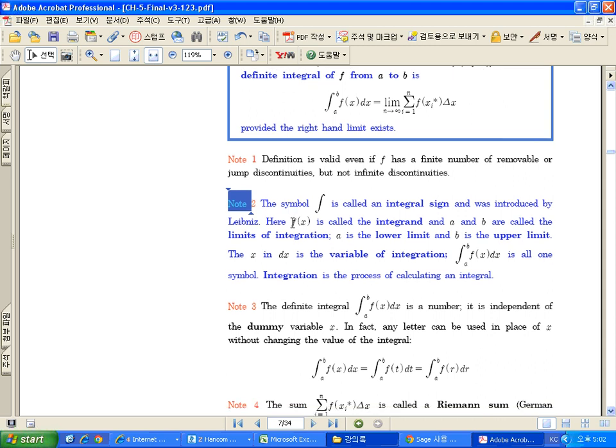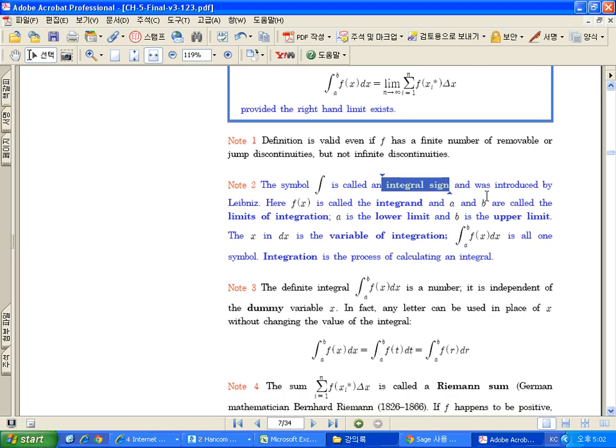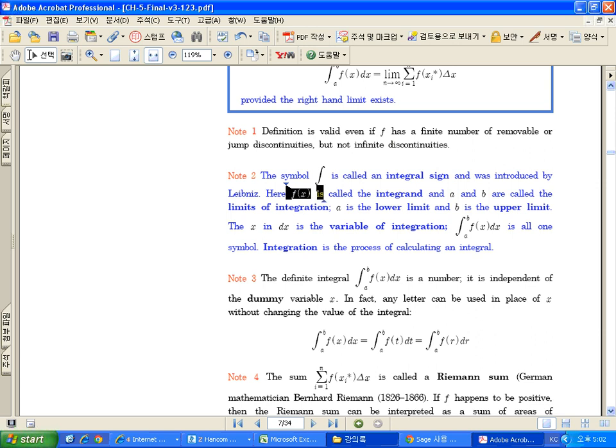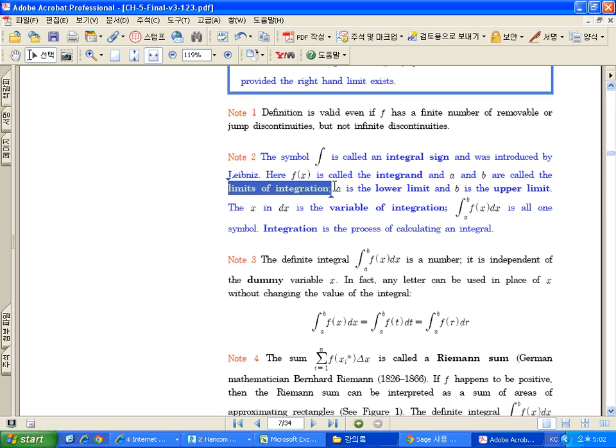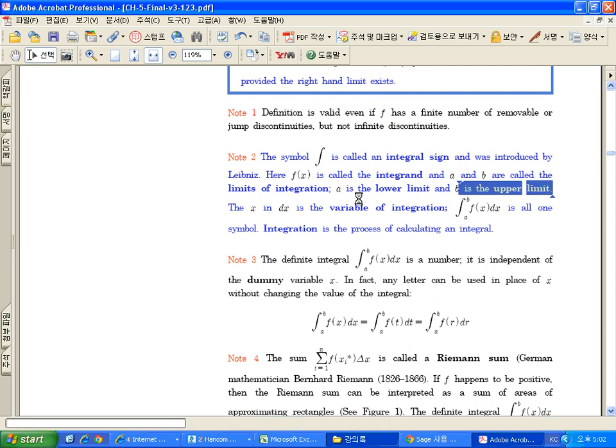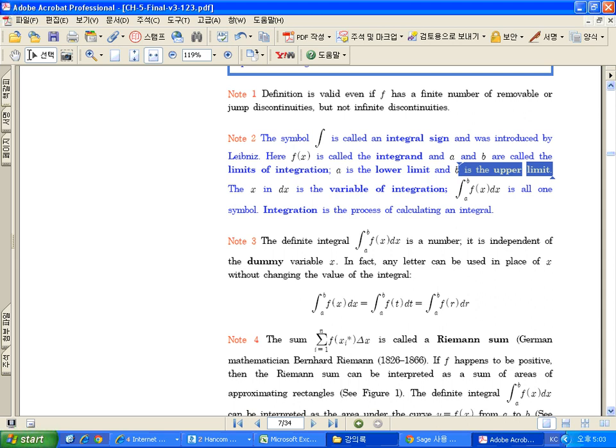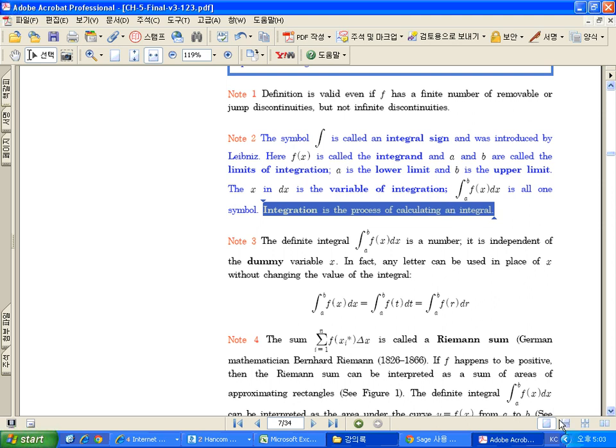Note 2. This symbol, the integral sign, is an elongated S for sum, and it was introduced by Leibniz. Here, f of x is called the integrand, and a and b are called the limits of integration, with a the lower limit and b the upper limit. The x in dx is the variable of integration, and the integral from a to b of f of x dx is all one symbol. Integration is the process of calculating an integral.